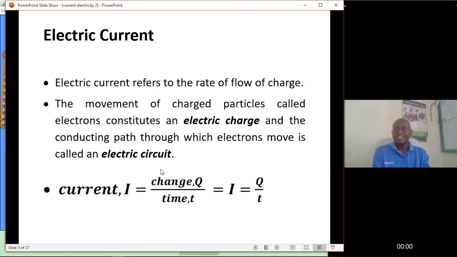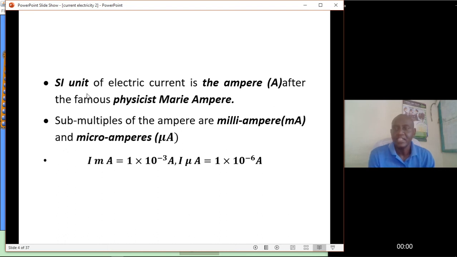So current is the rate of flow of charge. So it is charge over time, Q over t, where current is given by the symbol I, the charge Q and time small t. So current is the rate of flow of charge, Q over t. The SI unit of electric current is the ampere, after a famous physicist called Andre Ampere.